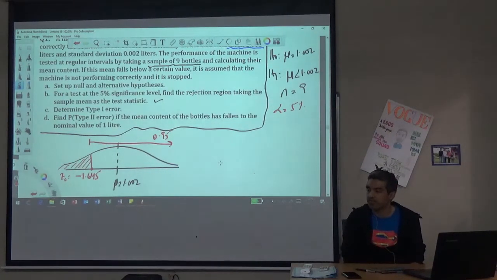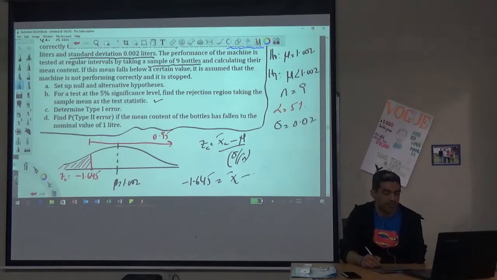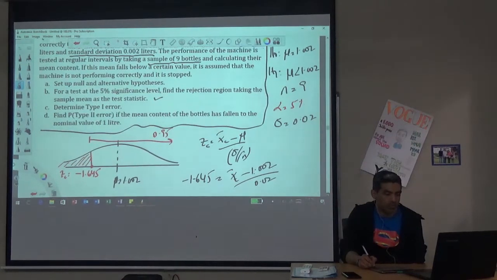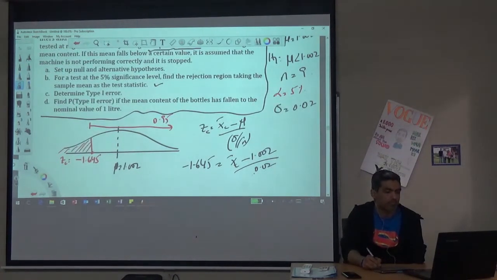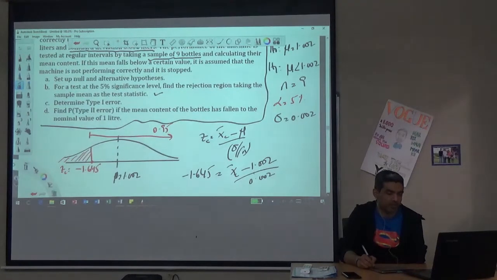the Z critical to the X critical. So let's convert the Z critical to the X critical. Do we have a standard deviation of the population? Yes. Standard deviation of the population is 0.02. So Z is equal to X critical minus mu upon sigma upon square root of n. So that's minus 1.645, X critical minus mu, upon 0.002 divided by square root of 9.